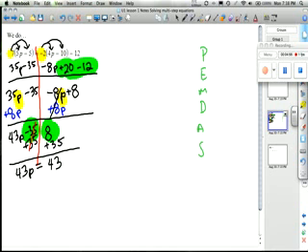Now, last step in your procedure is to divide by the coefficient. This is a coefficient, the number in front of the variable. I'm going to divide by that number to get rid of it. That way the variable is all by itself. Okay. Now, I'll divide by 43 on this side.